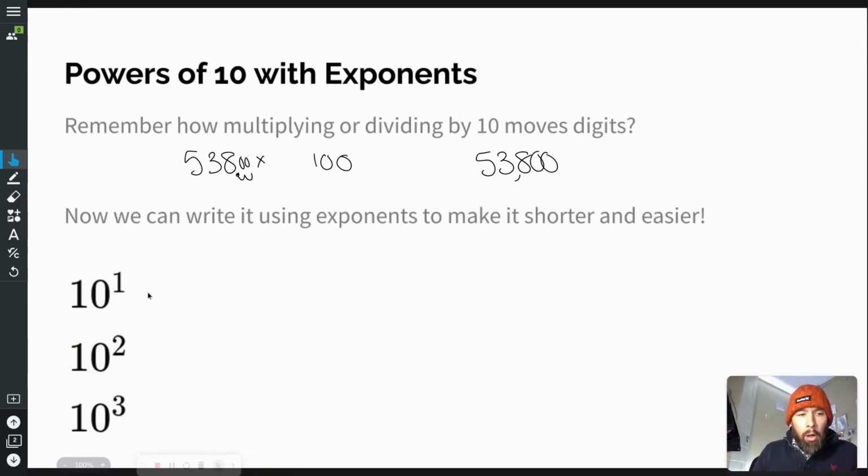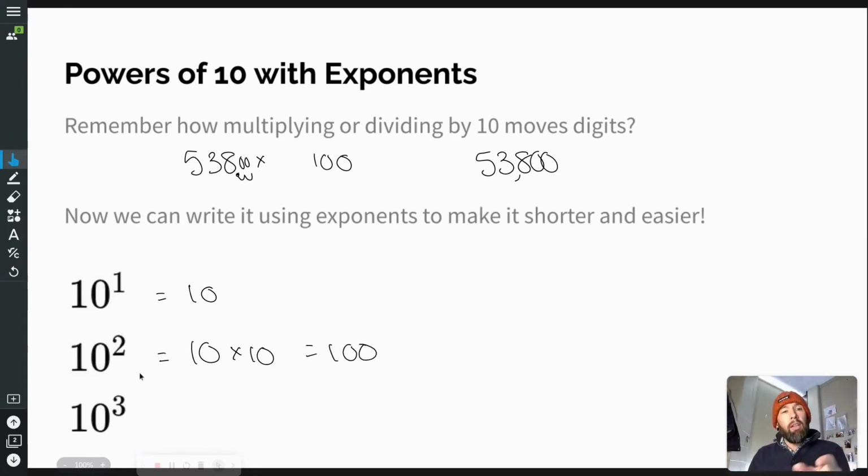Well, now that we know how powers and exponents work, we could use exponents to make it shorter and easier. Remember, 10 to the first is the same thing as 10. So if you see something to the first power, you move over 1 space in whatever direction you're supposed to. 10 to the second power is the same thing as 10 times 10, which is 100. So 10 to the second power is just like this, where we move twice. So that exponent tells you how many times you move over.